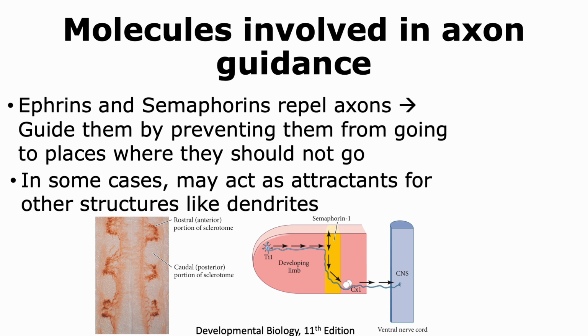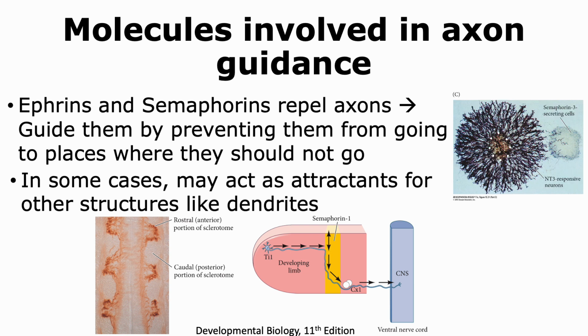Now, we should remember that in some cases, efferents and semaphorins can act as attractants for other structures, for example, dendrites. If we look at the figure towards the right, we can see a neuron, which is an NT3 responsive neuron, and right next to the neuron, to the right of it, is a semaphorin secreting cell. And we can see that the dendrites that are emanating out of the cell bodies are basically not bothered by the presence of the semaphorin 3. So in this case, we do not see a repulsive effect of the semaphorin.